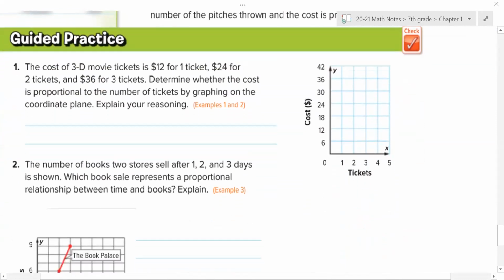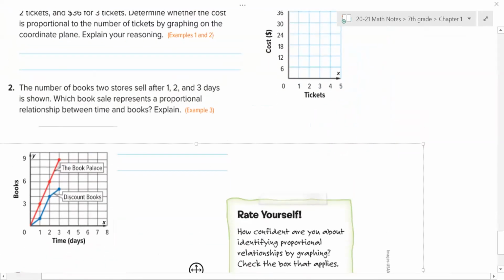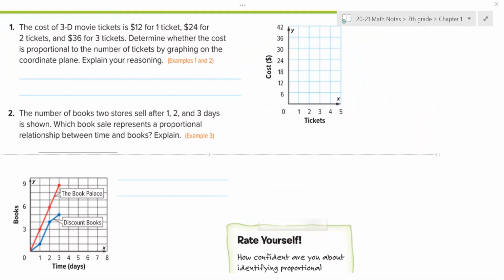I would like you all to do numbers 1 and 2 right now, and I'll zoom out a bit so everybody can see it if you don't have your book in front of you. As far as this recording goes, I'm going to pause it, so as soon as we come back, that's when we're going to get started with it.